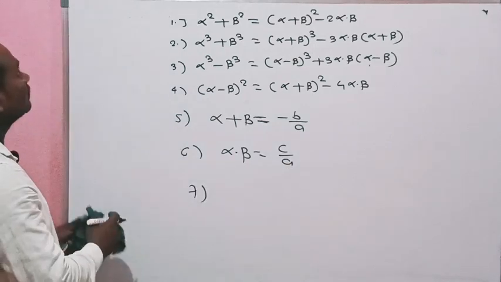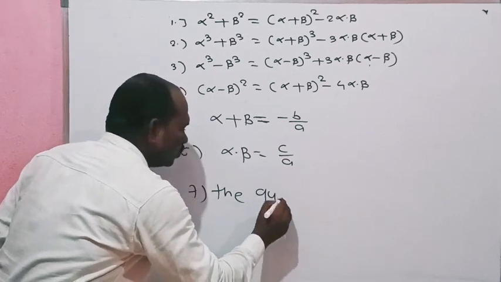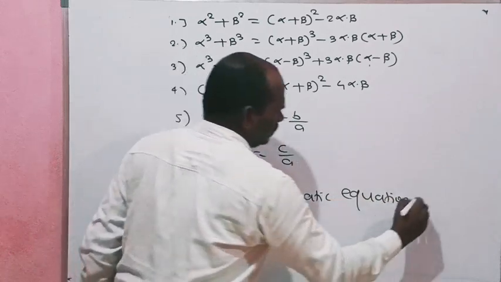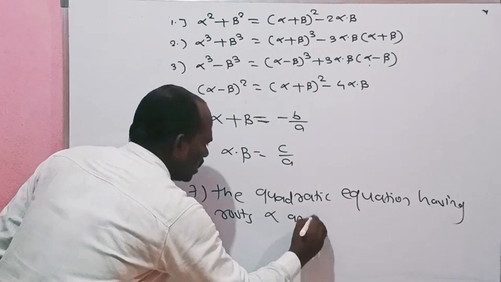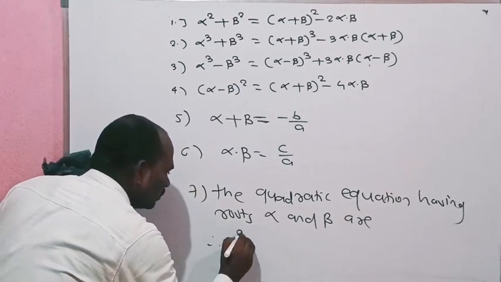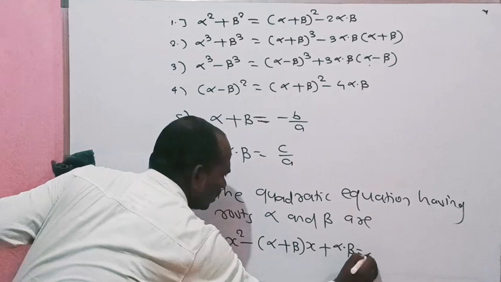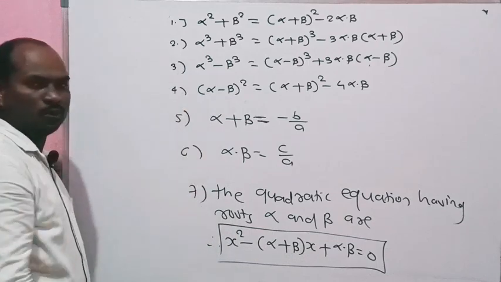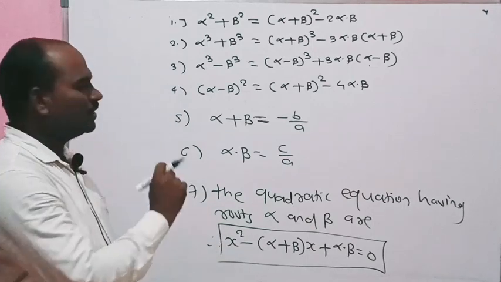And the seventh, the quadratic equation having roots alpha and beta is x square minus (alpha plus beta) x plus alpha beta equal to 0. Now this is a very important 7th formula, and using this formula we can solve practice set 2.5.